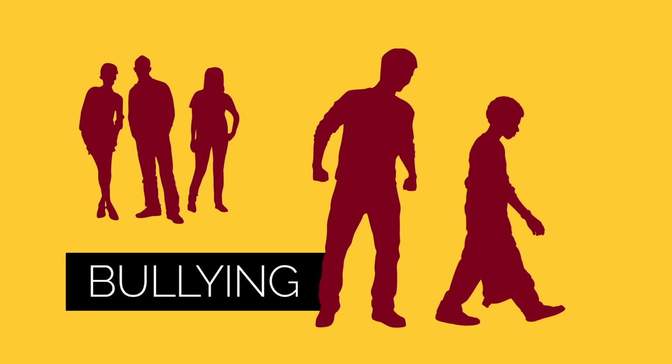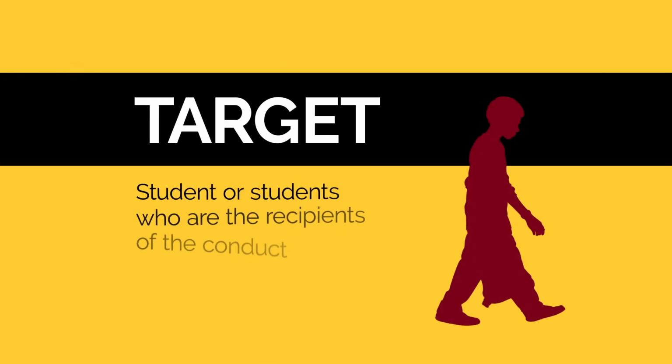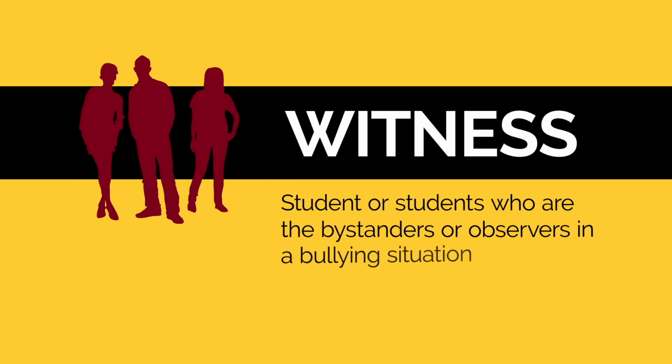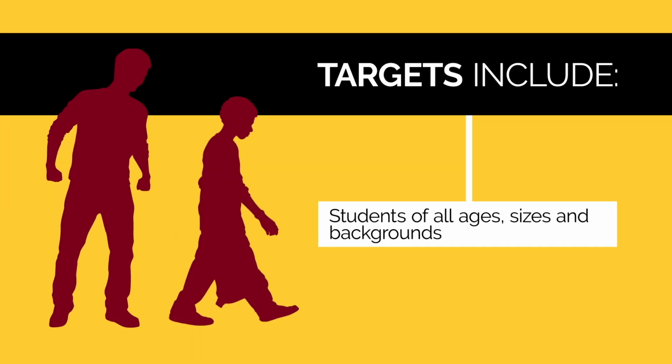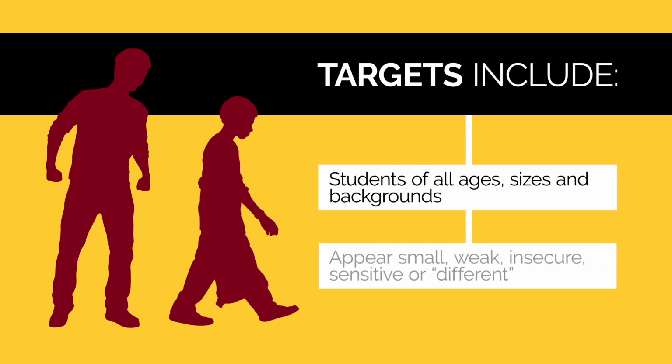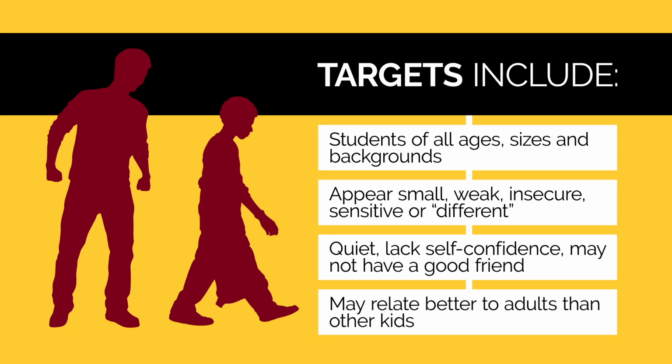Often in situations of bullying, there are multiple individuals involved. District 196 policy defines the actor as the student or students who initiate or engage in intimidating, threatening, abusive, or harming conduct. The target is the student or students who are the recipients of the conduct, and the witness is the student or students who are the bystanders or observers in a bullying situation. Targets of bullying include students of all ages, sizes, and backgrounds. Some students are more likely than others to be victimized because they appear small, weak, insecure, sensitive, or different from their peers. Targets of bullying may be more quiet, lack self-confidence, may not have a good friend, and may relate better to adults than other kids.